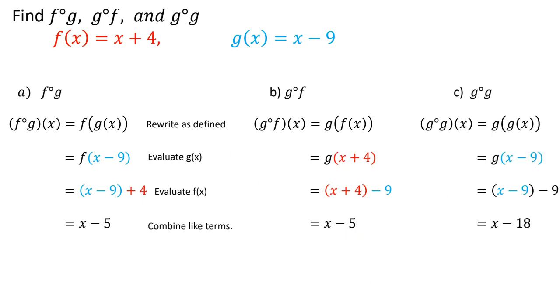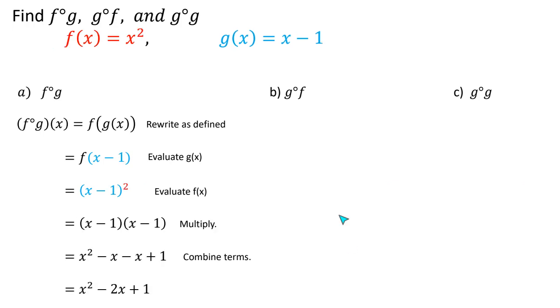And so now we go to g composed with g. So again, the second function is g. That goes on the inside. So we have g of x minus 9. So wherever you see x in the function g, we're going to plug in x minus 9. Then we have minus 9. So we get x minus 18.